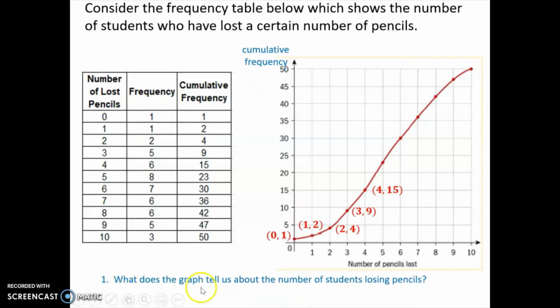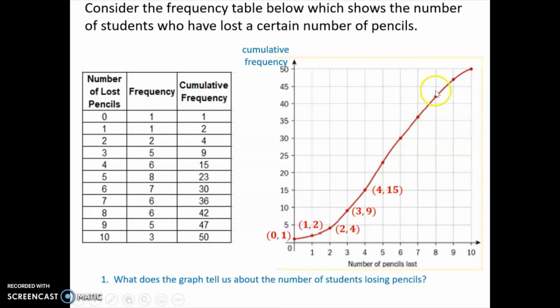Okay, so what does this graph tell us about the number of students losing pencils? Well, I hope you thought about it a little bit and looked at the shape. As we move up here, 1 pencil, 2 pencils, not too many students are losing that many pencils, but then this slope gets steeper, and as the slope gets steeper, it tells us there's a quicker accumulation of the number of people that are losing that many. So by the time we get to 3 or 4 or 5 pencils lost, we're adding larger numbers to our cumulative frequency. That means there's more and more people that lose this many pencils.